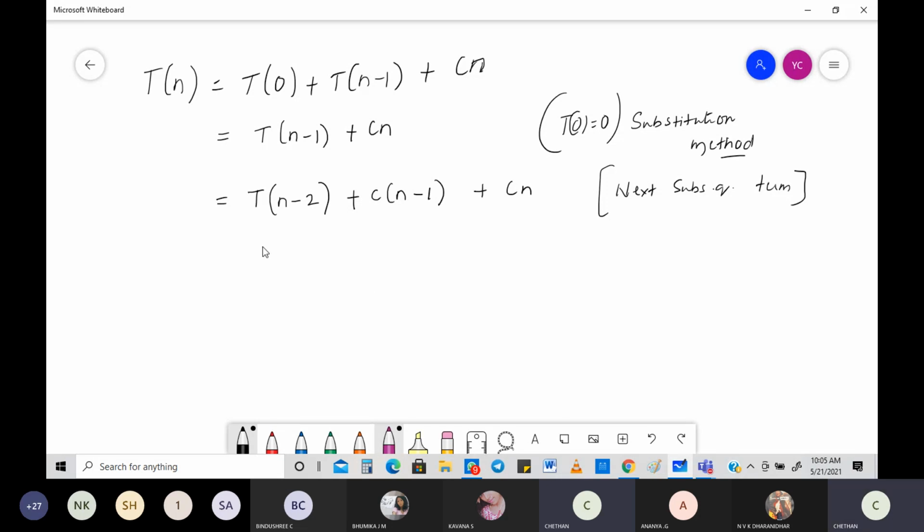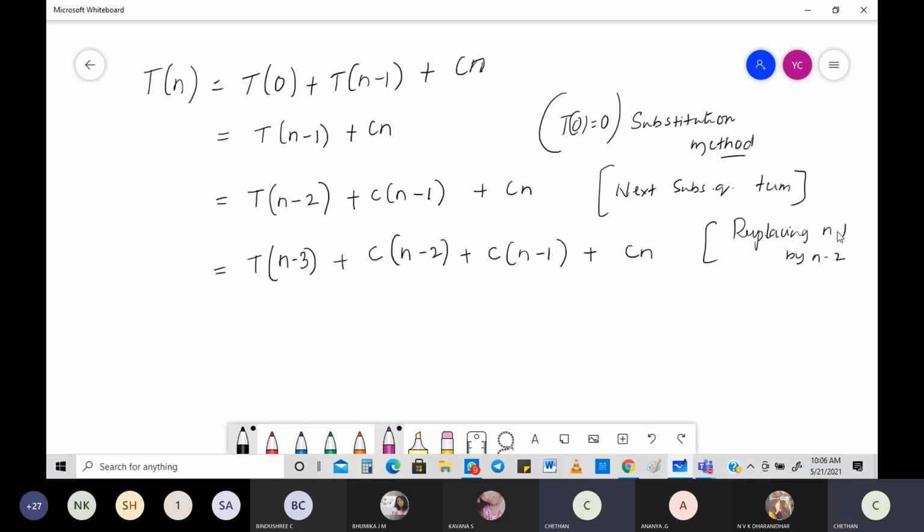Then for the next term, what is going to happen here? This will become T of n minus 3 plus C of n minus 2 plus C of n minus 1 plus Cn. In very simple terms, you can say replacing n minus 1 by n minus 2 like that, or you can just say the next subsequent terms would be basically like this. So what is the way of doing this?